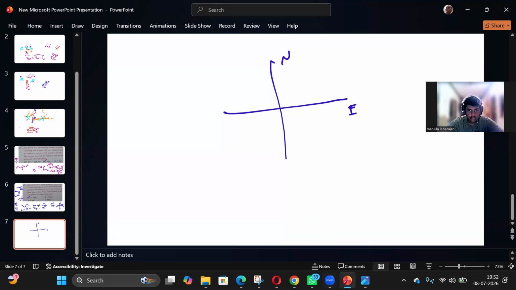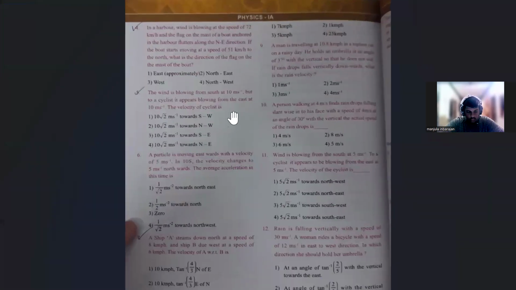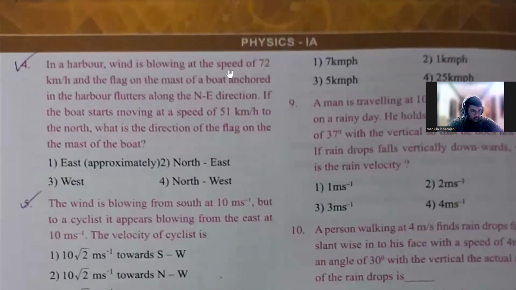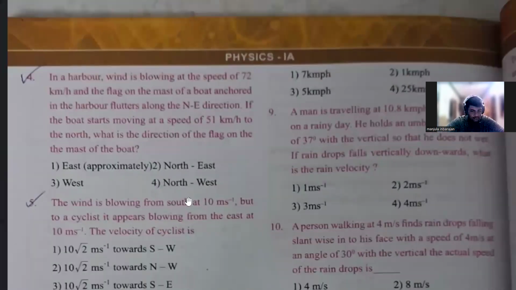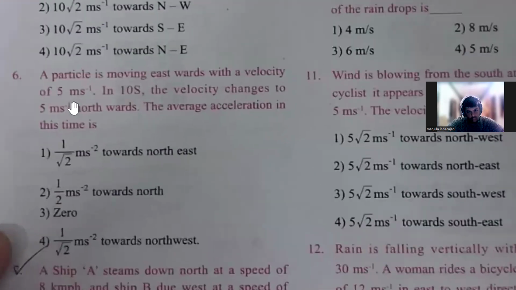With this, you can take I cap as east, and J cap is north. South will be minus J cap, west will be minus I cap. Is it clear? Yes, sir. So with this, the particle is moving eastwards at 5 meters per second, so it is 5 I cap. In 10 seconds, the velocity at T2, or V2, is 5 J cap.